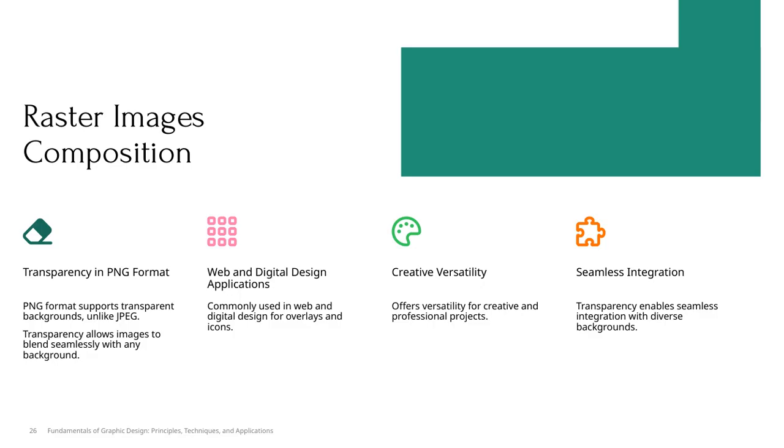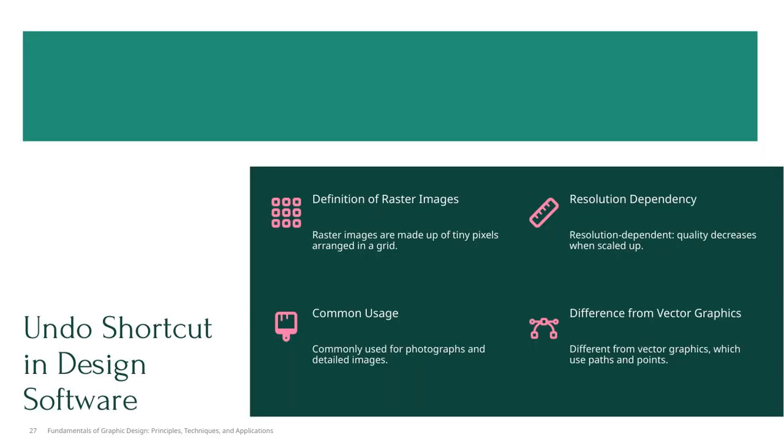Let's talk about resolution dependency. This means that when an image is resolution dependent, its quality can actually decrease if you try to scale it up. So, if you enlarge a raster image too much, it can become pixelated or blurry. Now, speaking of raster images, these are made up of tiny pixels arranged in a grid. Each pixel contributes to the overall image, which is why they work so well for detailed images like photographs.